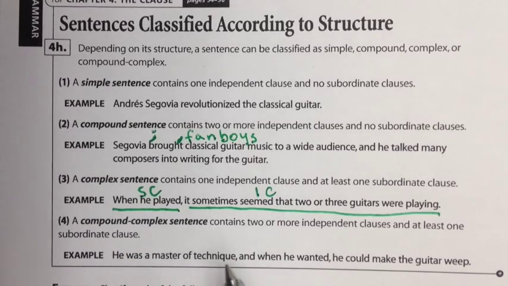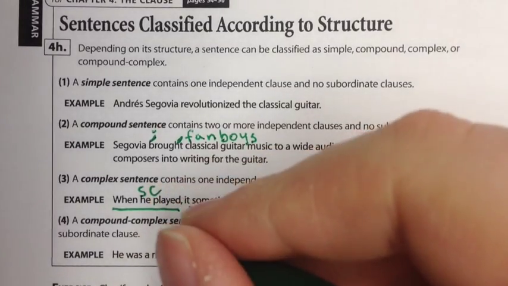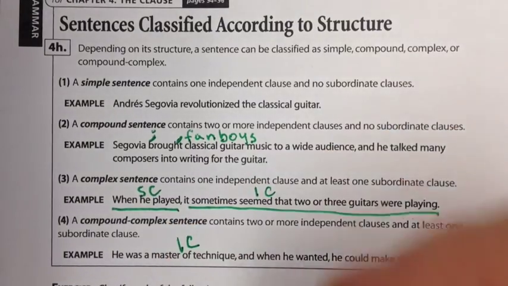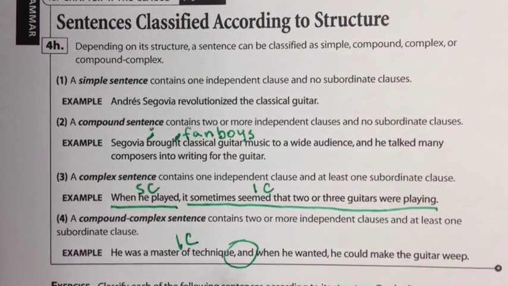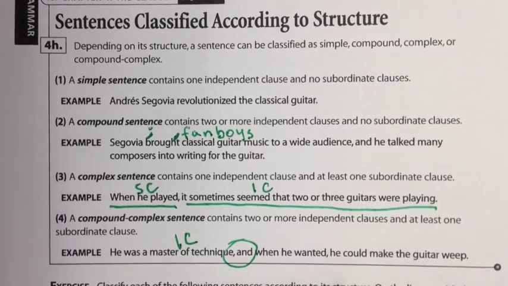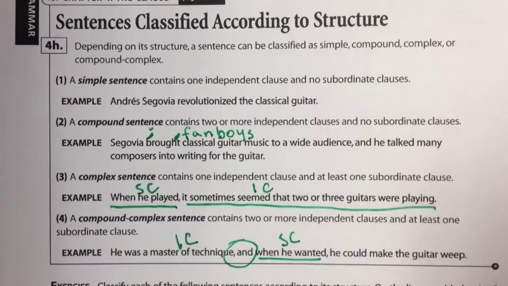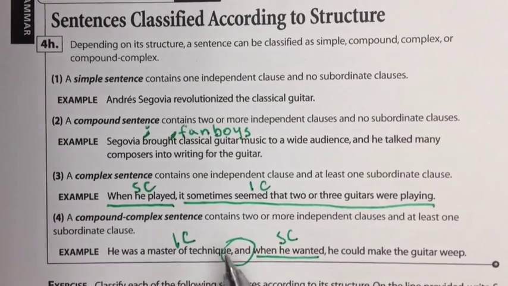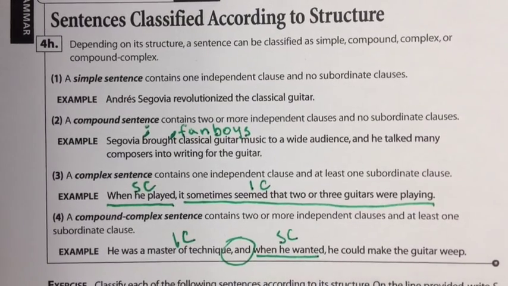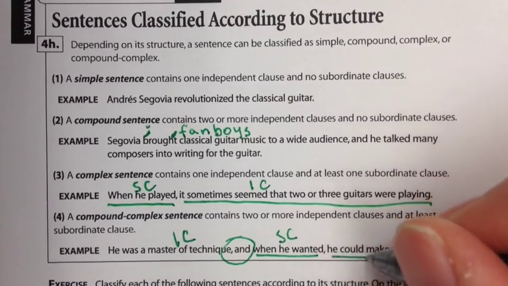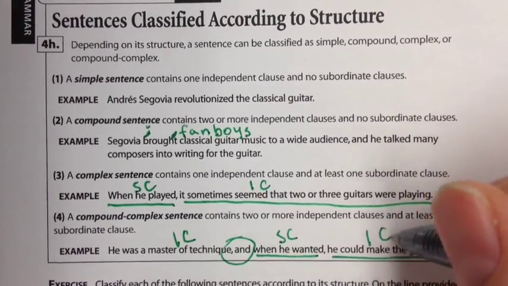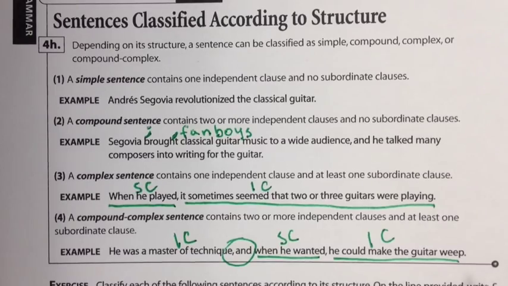He was a master of technique. That is our independent clause. And then we have our comma FANBOYS right there, comma and. When he wanted, this here is our subordinate clause. That could not stand alone as a sentence. He could make the guitar weep. Here is our last clause, and it is an independent clause. This could stand alone. He could make the guitar weep.